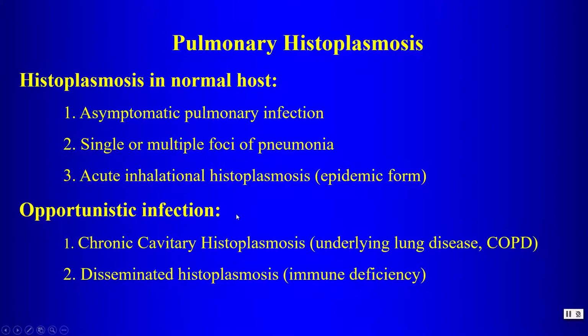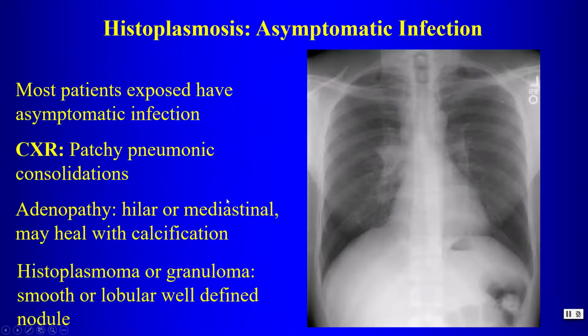So many of these fungi can affect normal hosts and also immunocompromised hosts. So for histoplasmosis in a normal host, you can have asymptomatic infection, you can have foci of pneumonia. In the acute inhalational form, the epidemic form, you can have diffuse lung disease with multifocal sites of infection. The opportunistic form can give you chronic cavitary histoplasmosis. This usually occurs in patients with underlying lung disease like COPD. And then, as in all of these fungal infections, patients who are immunodeficient can develop miliary disease and disseminated disease not only to the lung but throughout the body.